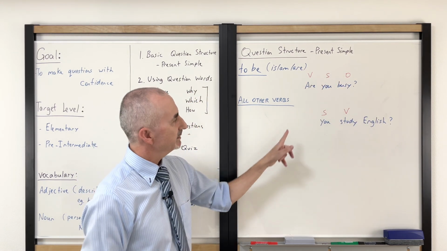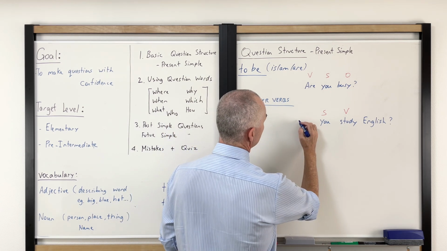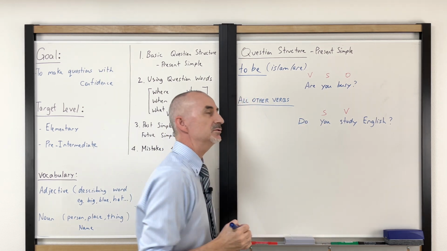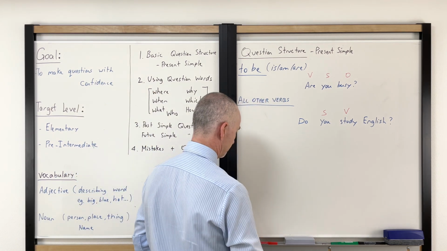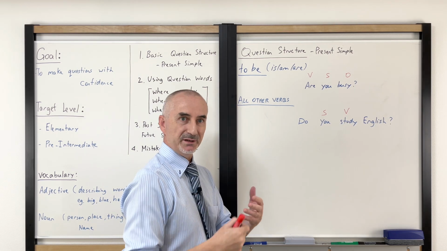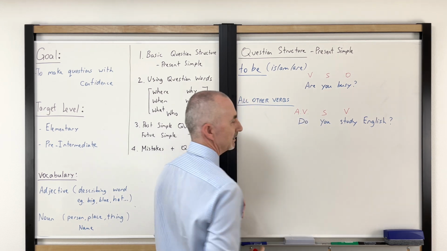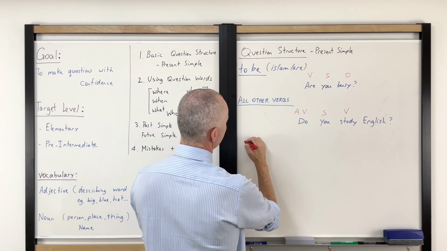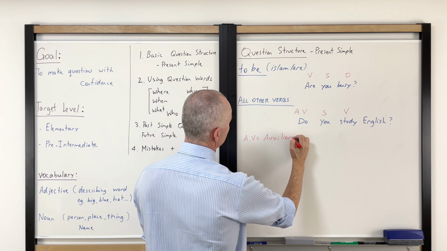else. We need something else. So, do you know what we need? We need to put do. Do you study English? Because this verb needs a helping verb, and we call that helping verb AV. What is AV? AV means an auxiliary verb.